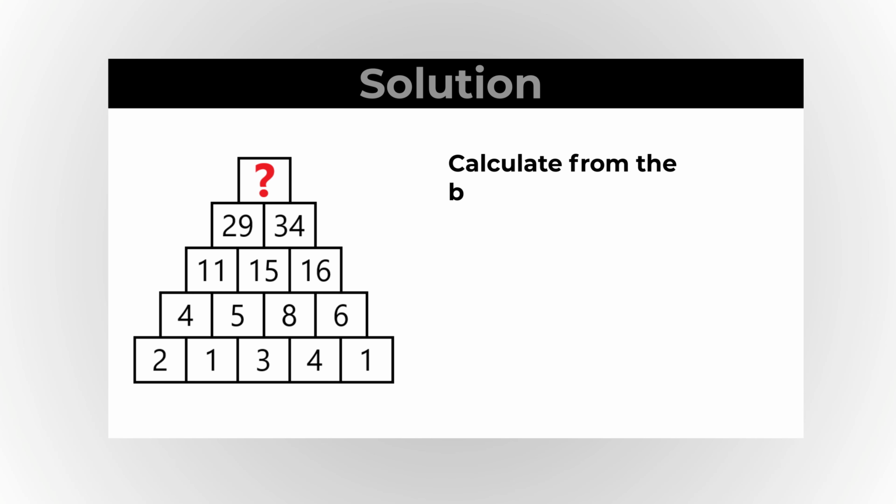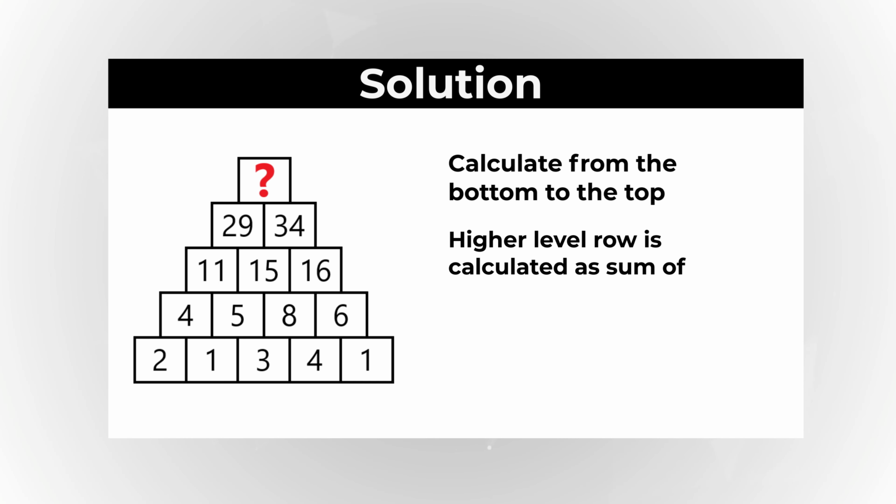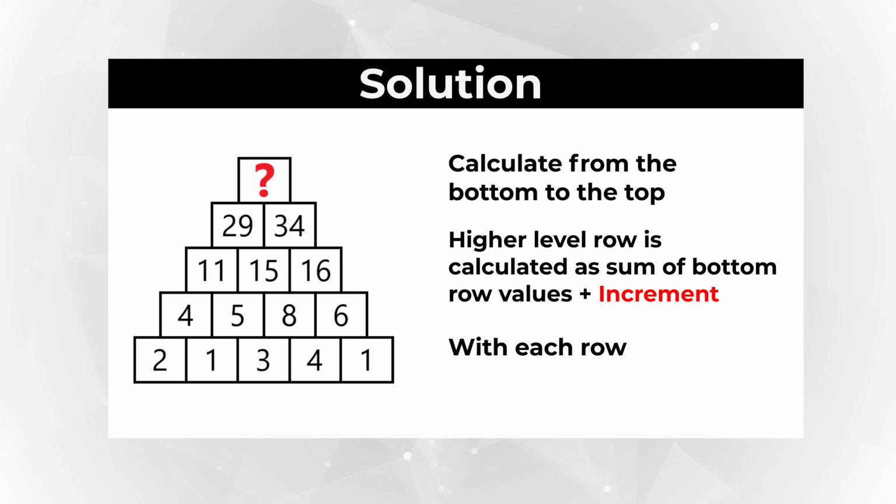To calculate it correctly, you need to move from the bottom to the top. And if you look closely at the pyramid, you will notice that the higher row is calculated as the sum of bottom values plus the increment. And increment also increases with each row by 1.